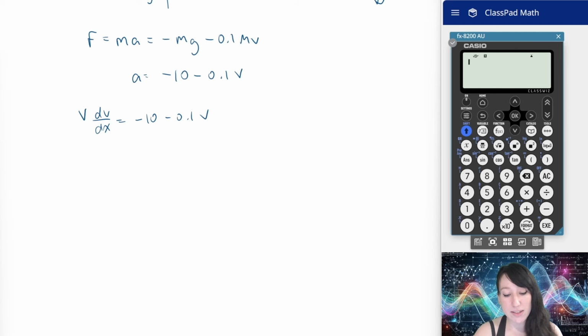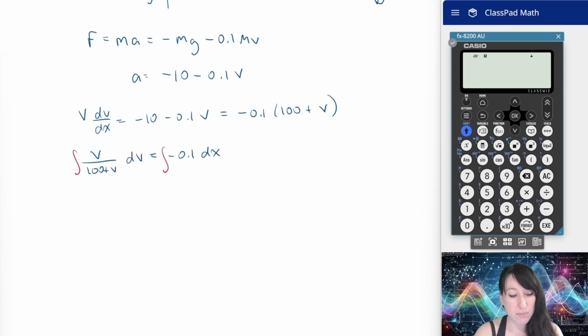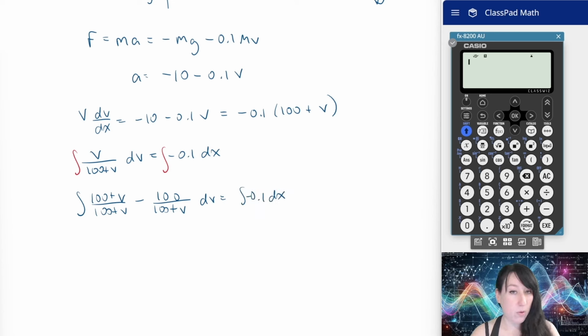So let's make things a little nicer, and we can factorize out the minus 0.1. And then let's separate those variables. Integrate both sides. On the left, what we could do is add and subtract 100 to the numerator. And we'll separate out the minus 100 to its own fraction. So that's going to be the integral of 1, which will be v minus 100 ln of 100 plus v. And on the right-hand side, we get negative 0.1x plus a constant.